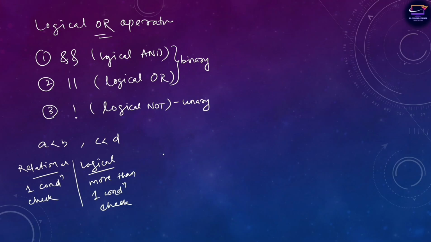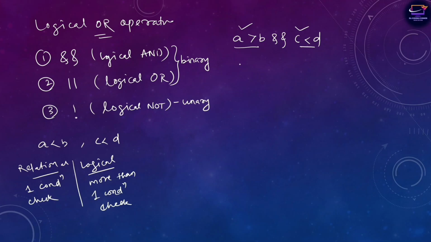So how do you use these logical operators? See, you can write like this: a greater than b, logical AND, c less than d, right? We are checking two conditions here. Here is our first condition and here is our second condition. So we use these two operators to check. Now, what output will you get when you use these operators? The output will be either true, meaning 1, or false, meaning 0.